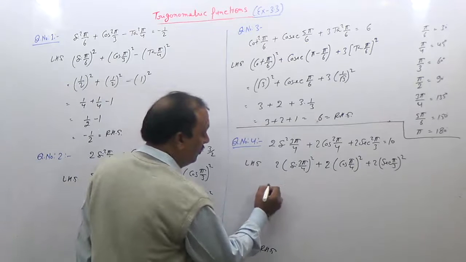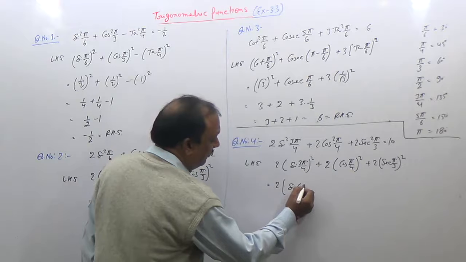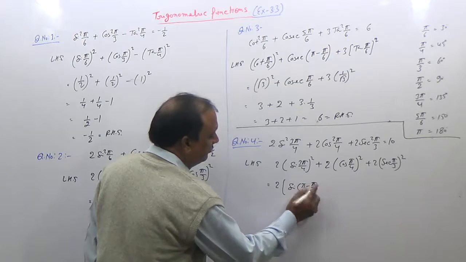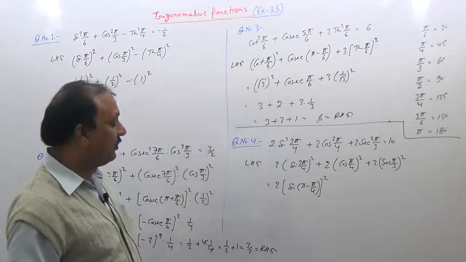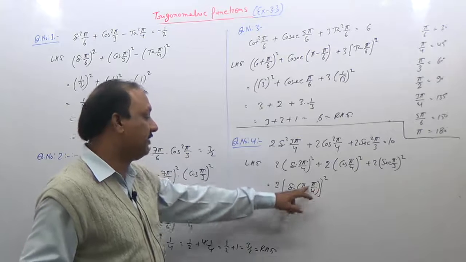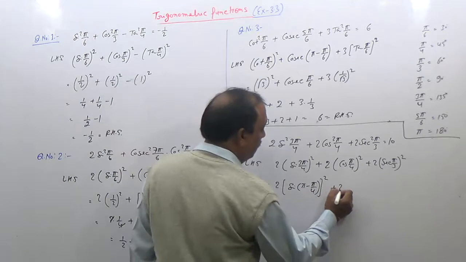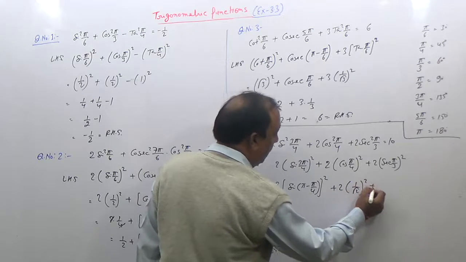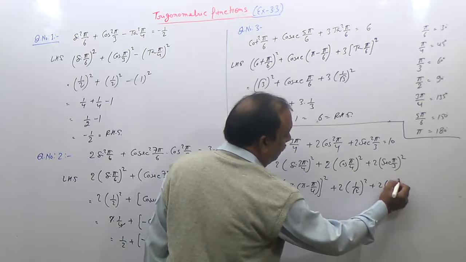So 2 sine, we can write 3 pi by 4 as pi minus pi by 4, and square. Dividing 3 by 4, this is 1 minus 1 by 4, taking 1 as pi, so pi minus pi by 4. And 2 times cos 45 is under root 2 square, and 2 times sec 60, that is 2 square.